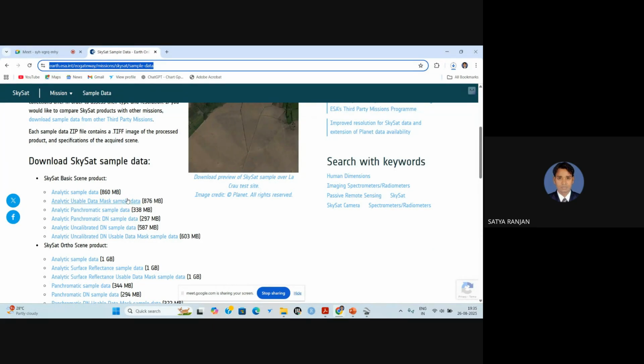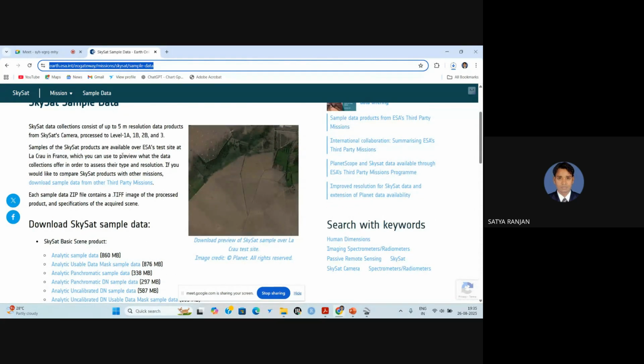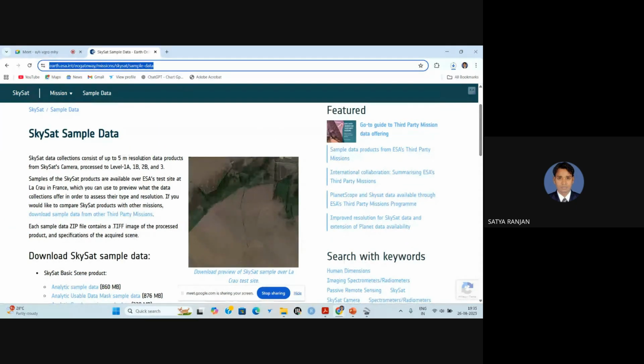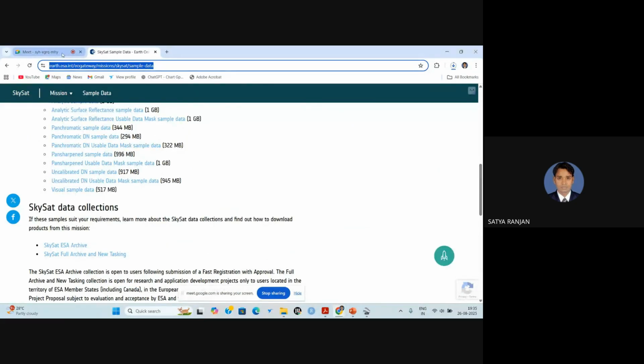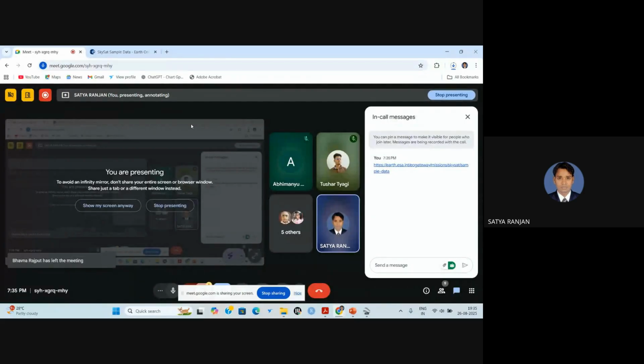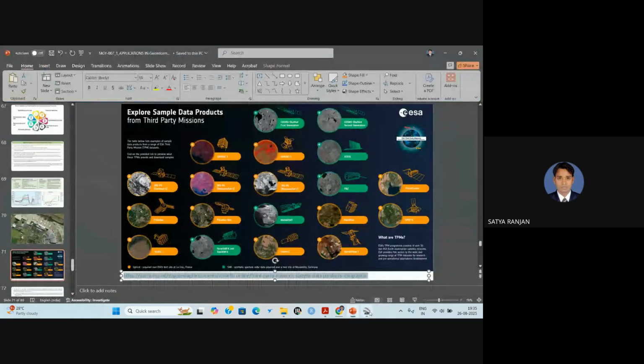So all these details are also given in these areas. So what is the resolution? This is 5 meter spatial resolution, and how many bands are there. So all these are given. You can download some sample data, because it is a commercial satellite image. So we cannot download user-defined locations.